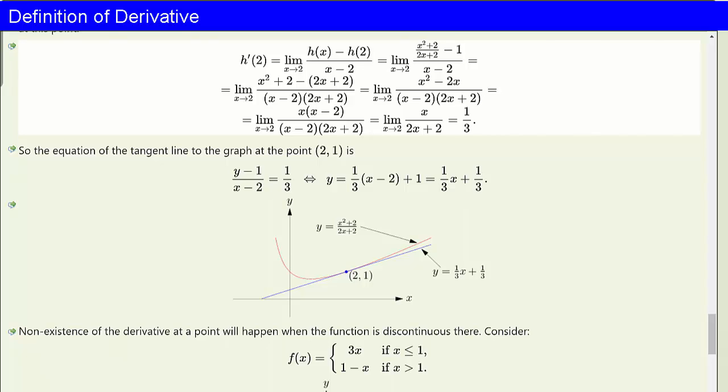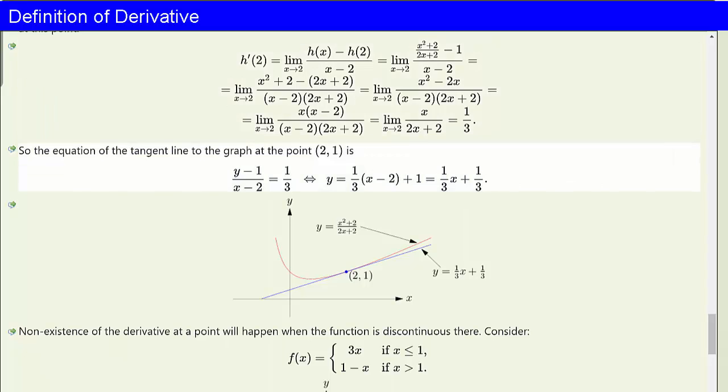(h of x minus h of 2) divided by (x minus 2). We always start the same way. And now put in the definition of h of x. You get the limit as x tends to 2 of the ratio (x squared plus 2) to (2x plus 2), subtract h of 2, which is 1, and divide the whole thing by (x minus 2). And now clean it up. And you end up, when you cancel common factors, with the limit as x tends to 2 of x divided by (2x plus 2), which is just 1/3.